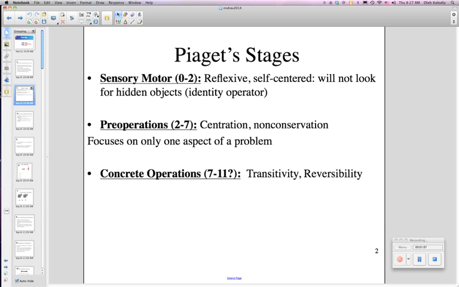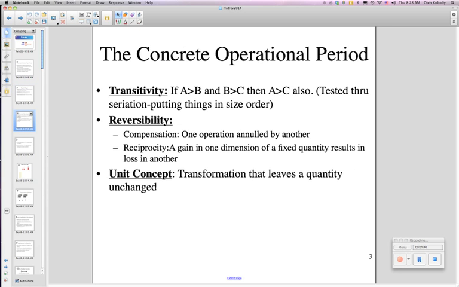In the pre-operational stage, children tend to center on one particular physical aspect. They can't pay attention to two things. And so we say they don't conserve certain things. As an example of the concrete operational stage, for example, children cannot put things in order. And this is because of the missing operation of transitivity.